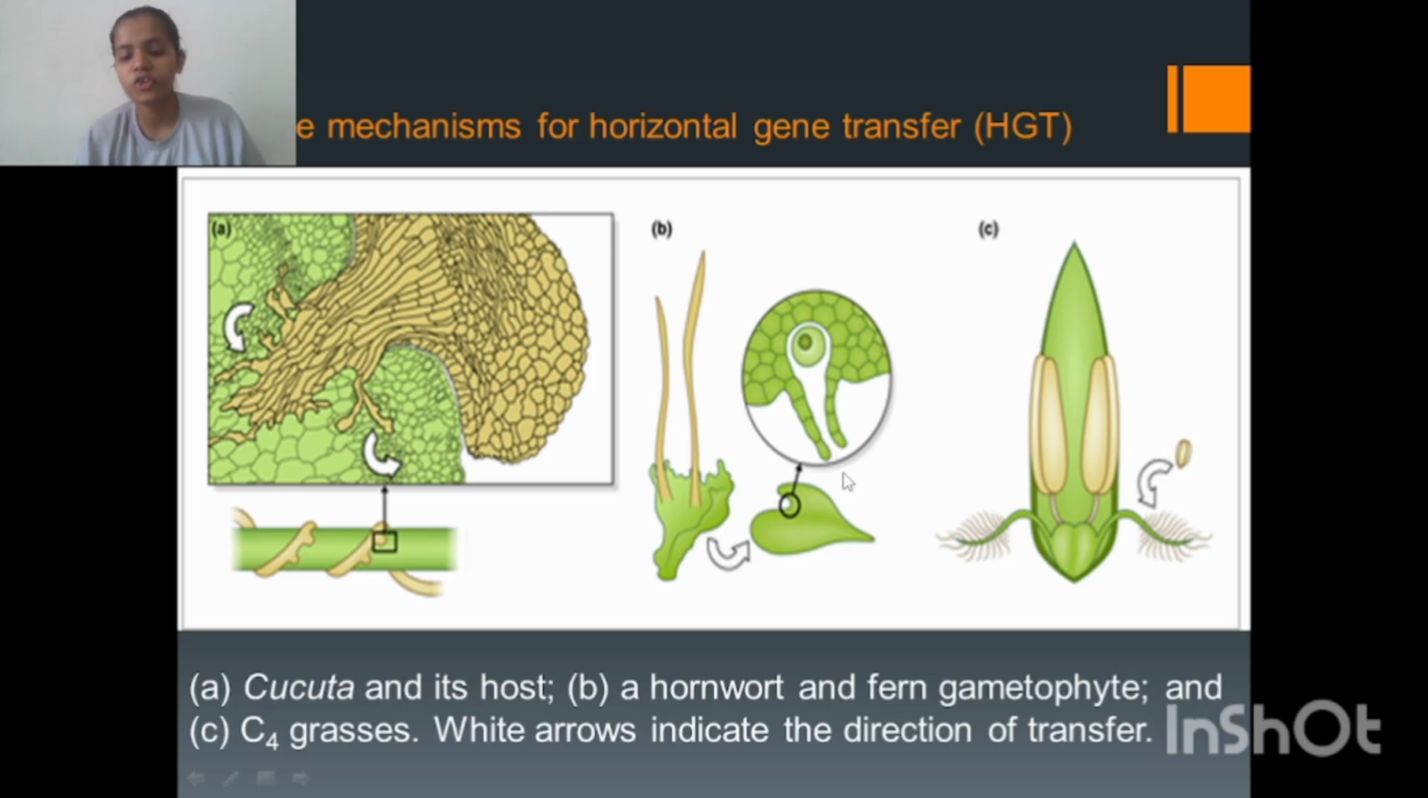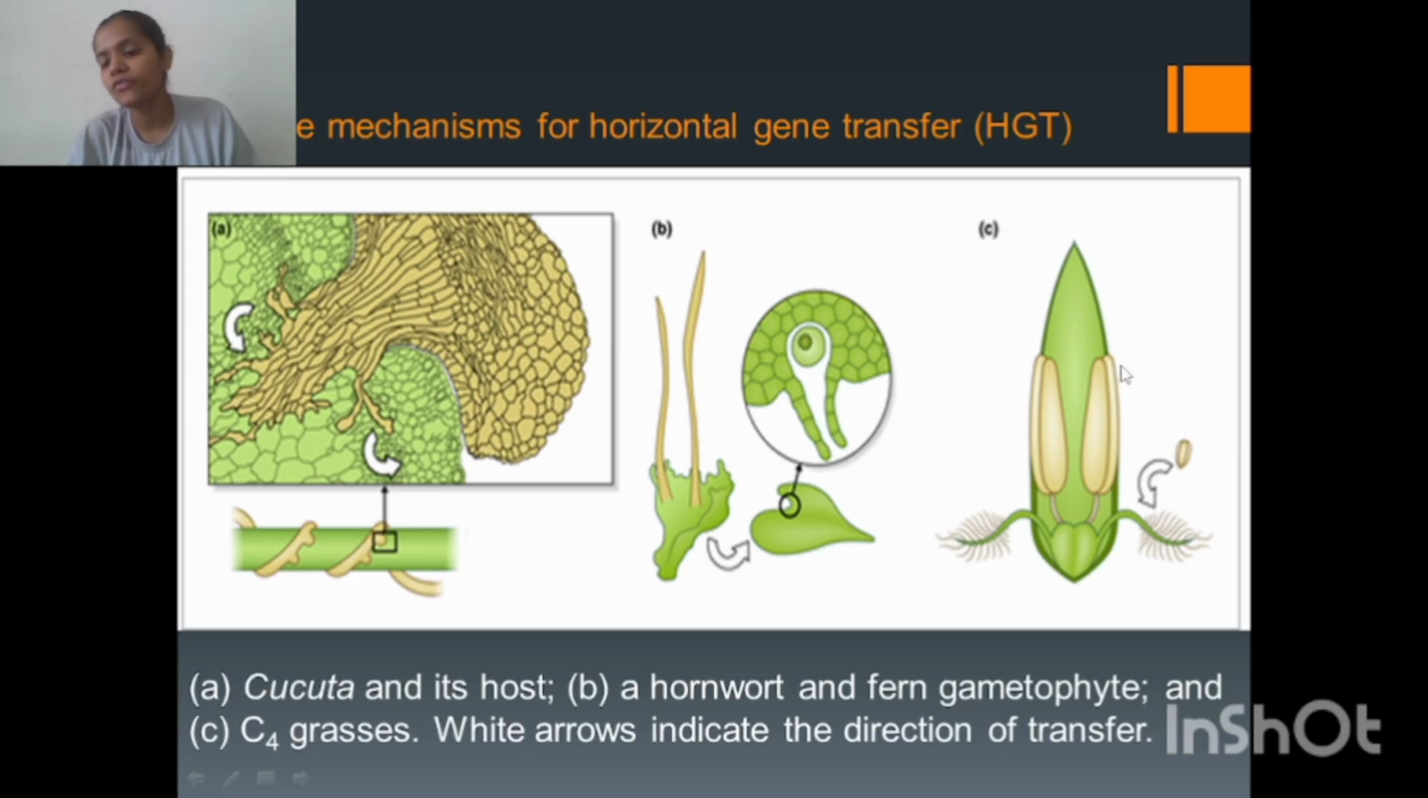Next, in the second picture, a hornwort and a fern gametophyte show the interaction between the gametophyte stages of plants. Gametophytes are thin, simple tissue with less structural protection. Close contact between gametophytes may allow uptake of foreign DNA. The inset highlights transfer at the cellular level. So, in this, HGT may occur during the earlier, exposed life stage of plants.